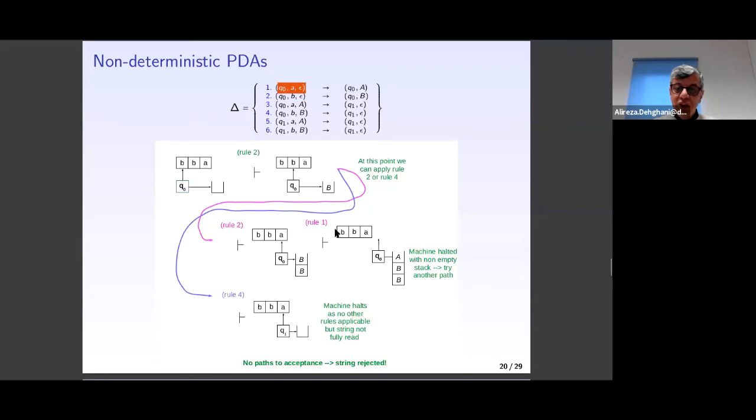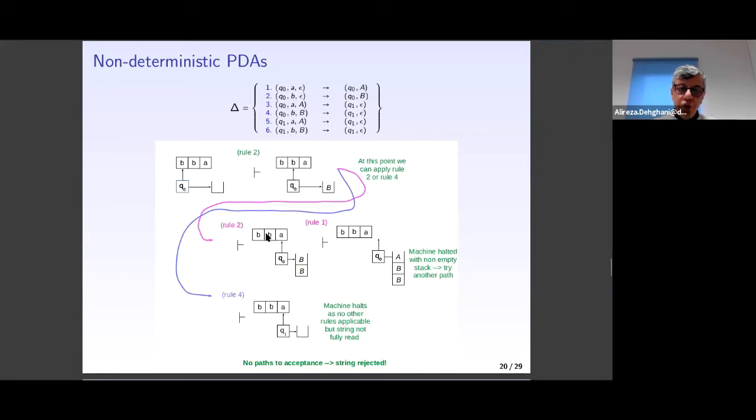What is the situation? I have finished the string. I'm in state Q0, that's a final state, that's fine, but the stack is not empty. So the string is rejected in this situation. Well, you remember in here we had another option. If I'm in Q0 and receive B, I can use this rule or this one.